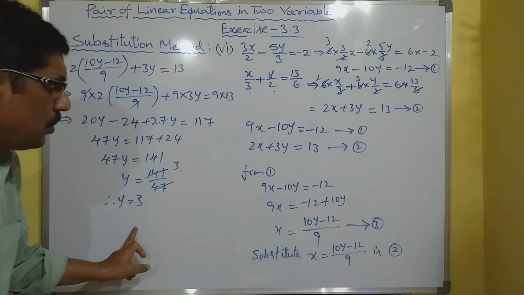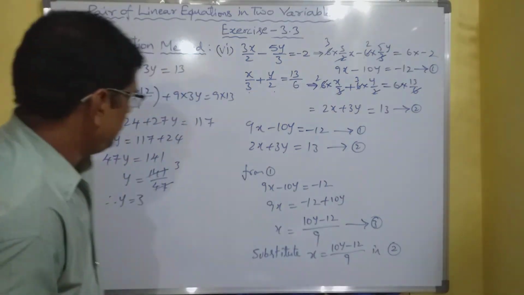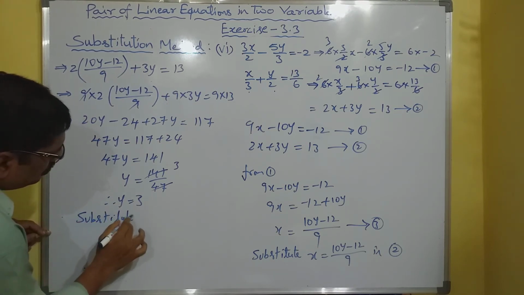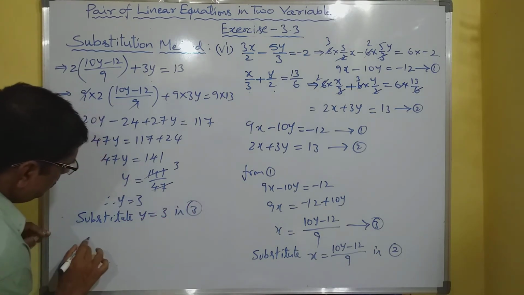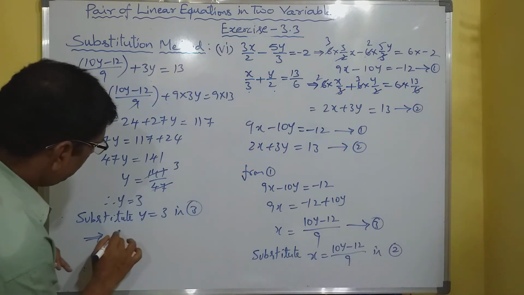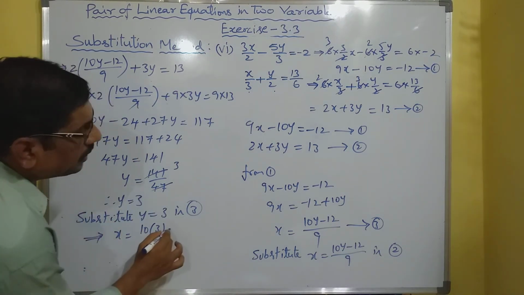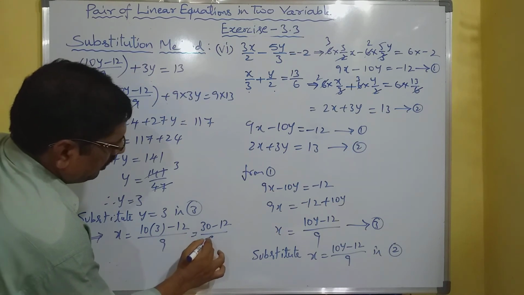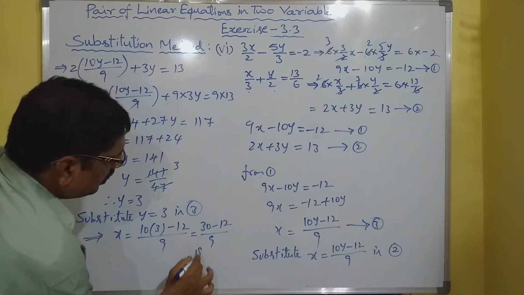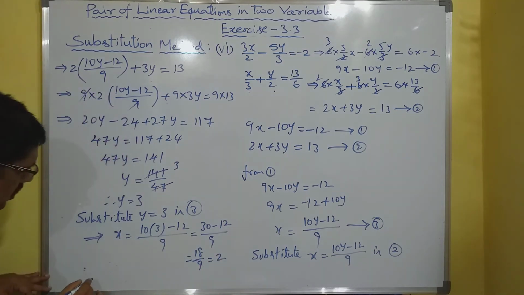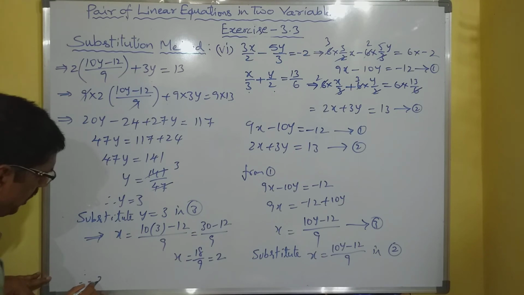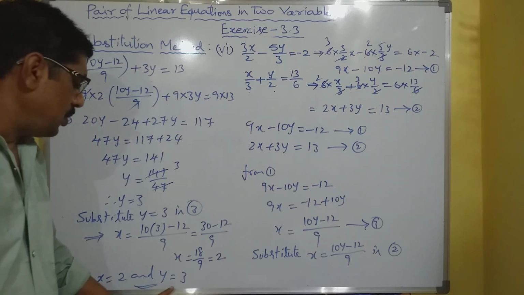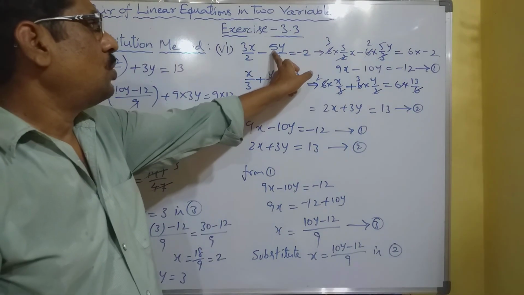Let us substitute this y value in equation 3. Let us write like this. Substitute y is equal to 3 in equation 3. Now we get x is equal to 10 into the y value 3, minus 12, by 9. 10 times 3 is 30, minus 12, by 9. 30 minus 12 is 18, by 9. We get 2. Therefore, here we get the x value. Therefore, x is equal to 2 and y is equal to 3. Okay, these are the values of x and y. x is equal to 2, y is equal to 3 is the solution of these two equations.